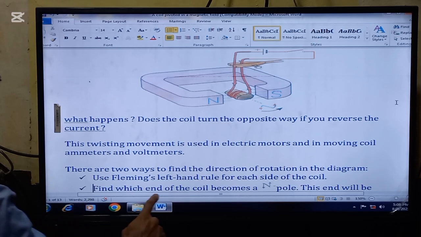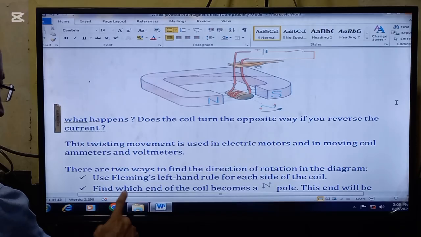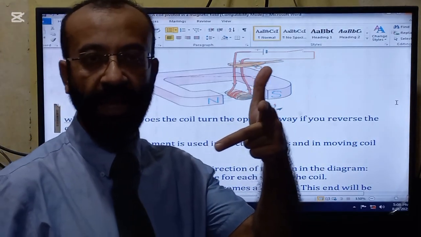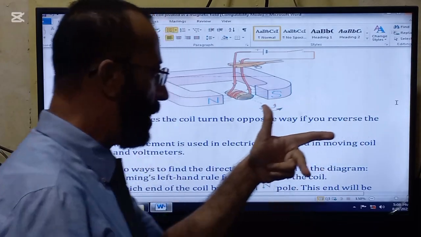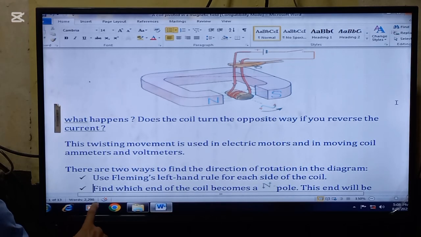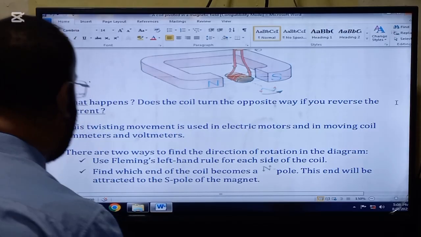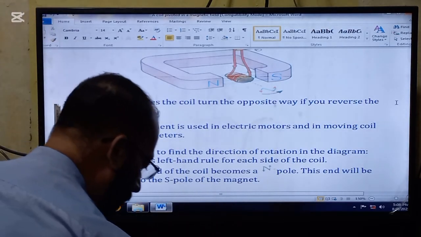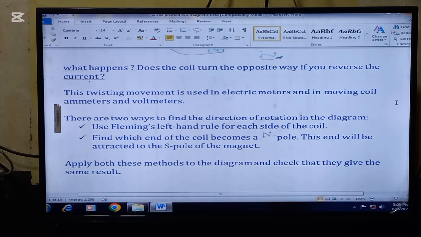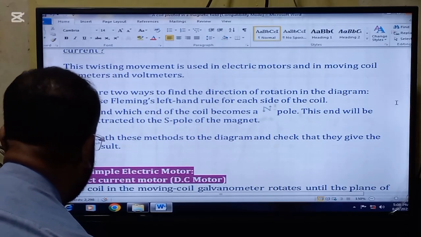There are two ways to find the direction of the rotation in the diagram. Number one, use Fleming left-hand rule for each side of the coil. And this is the Fleming left-hand rule, which you will learn in this topic later. The second way is find which end of the coil becomes a north pole. This end will be attracted to the south pole of the magnet. Apply both these methods to the diagram and check that they give the same result.